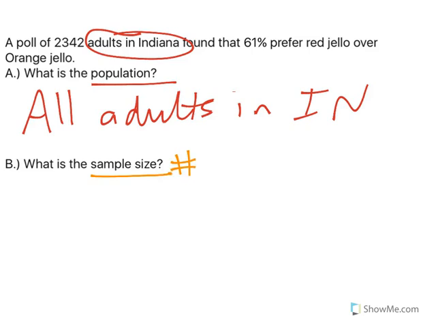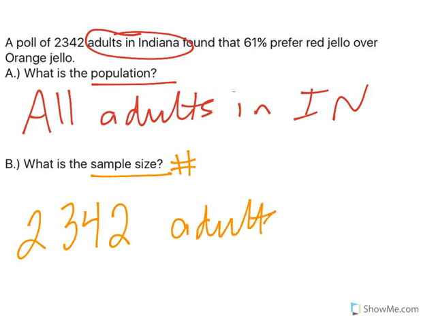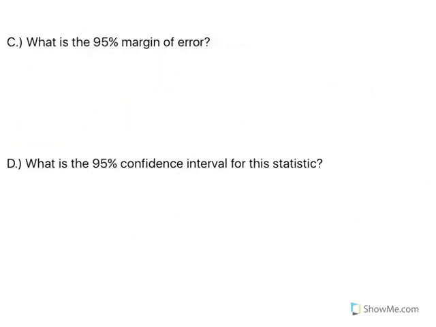Sample size talks about the actual number. The sample size here is 2,342 adults in Indiana. So the only real difference between population and sample is that the population is everybody, and the sample size is a specific number, right? So all versus a number. Now, let's go to Part C.